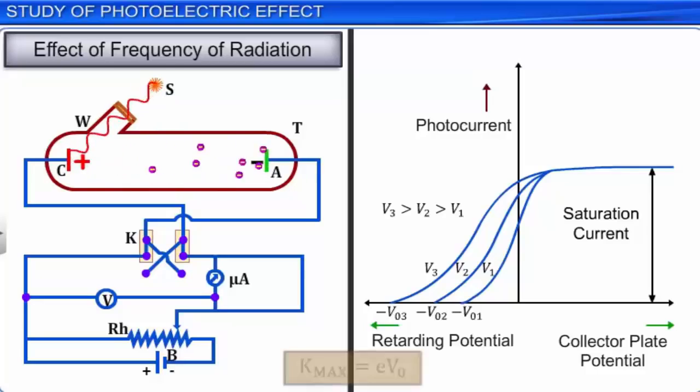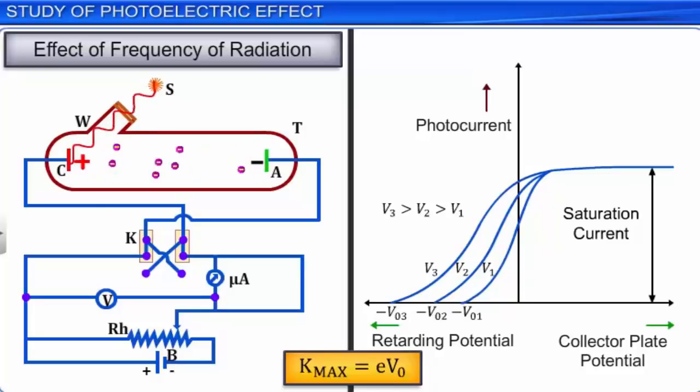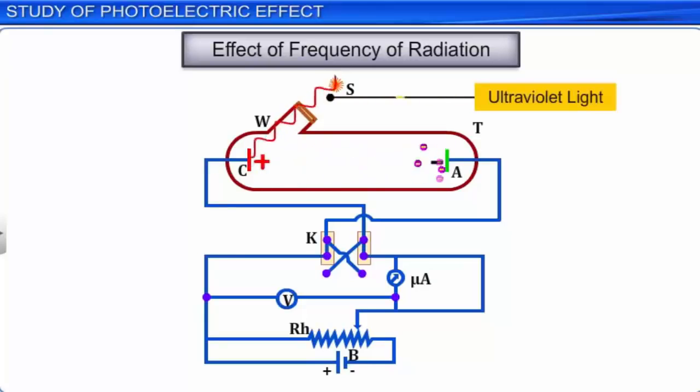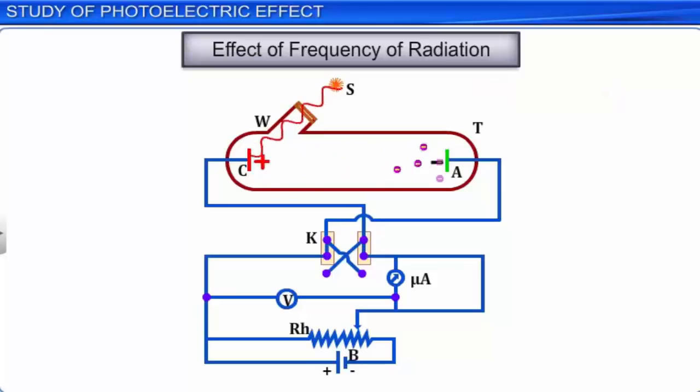According to the relation K max = eV0 for maximum kinetic energy of photoelectrons. But the maximum kinetic energy is independent of the intensity of radiation. It is observed that for copper, ultraviolet radiation can produce the photoelectric effect, but radiation of lower frequencies like green or red does not cause photoelectric emission. This shows that for every metal surface, there exists a certain minimum frequency of radiation called the threshold frequency or cutoff frequency, ν0, lower than which photoelectric emission is not possible, regardless of how high the intensity is.